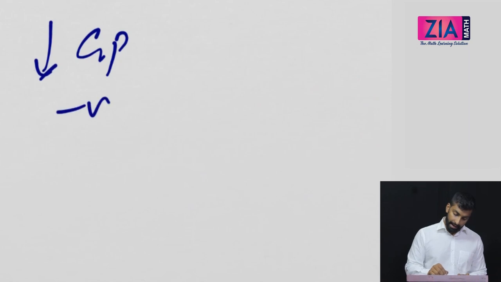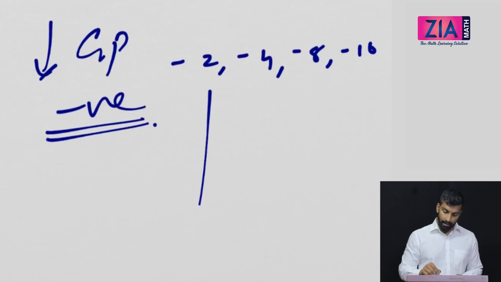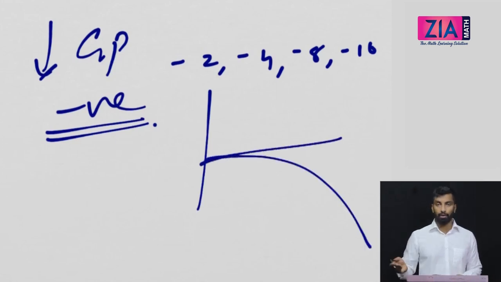Now what about a decreasing GP starting with negative? That is minus 2, minus 4, minus 8, minus 16, etc. It will look like this. All are negative, so it will go like this. This is the sum and this is the number of terms.